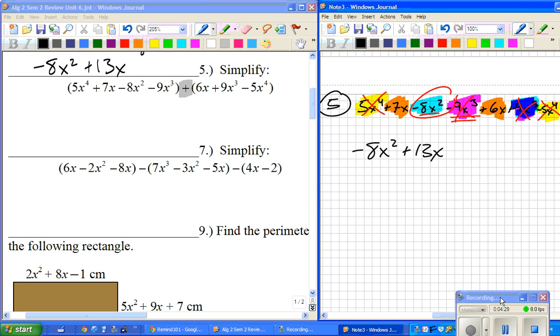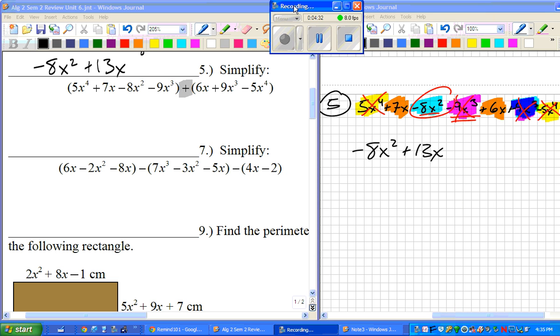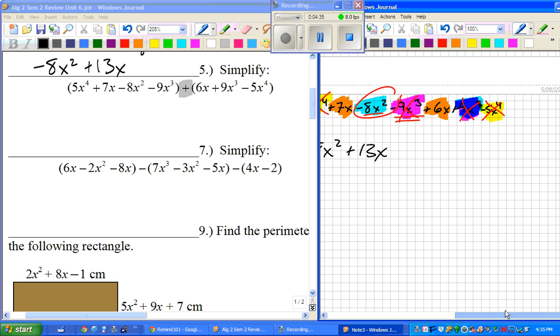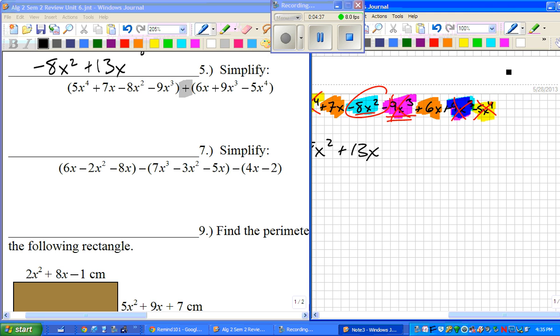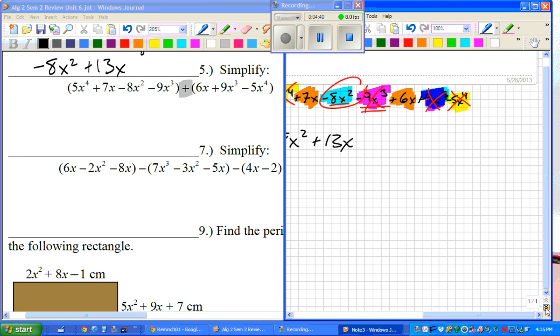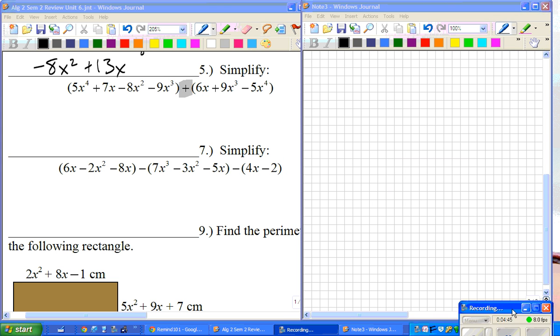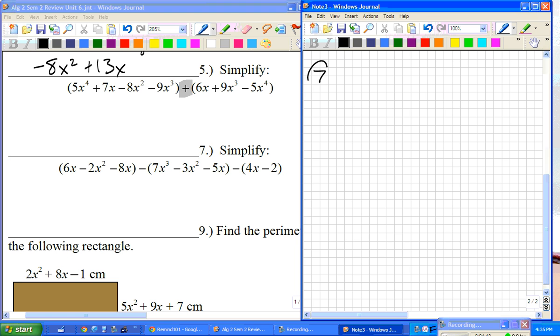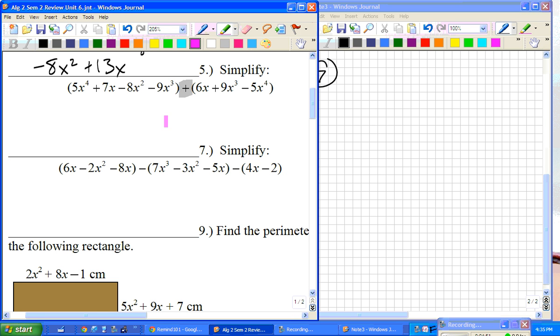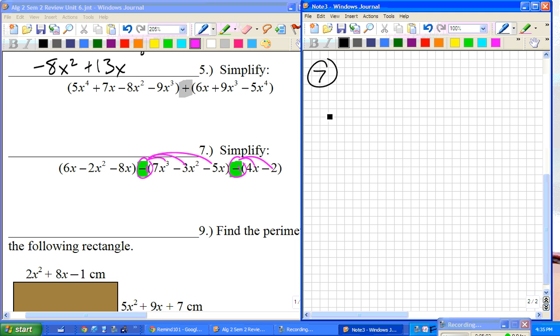Now, number 7 is one that we actually are going to have a little bit of work on, okay? Alright. 7. Now, in 7, we've got those negative signs right there, the subtractions, which means we need to distribute a negative 1 to everything. So when we rewrite this, we get the first one stays the same.